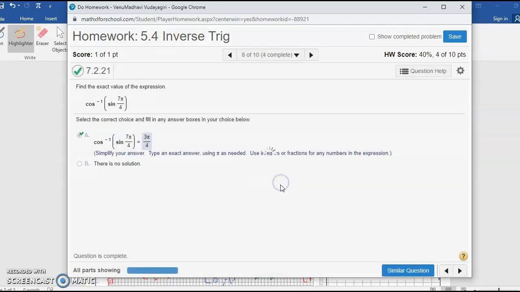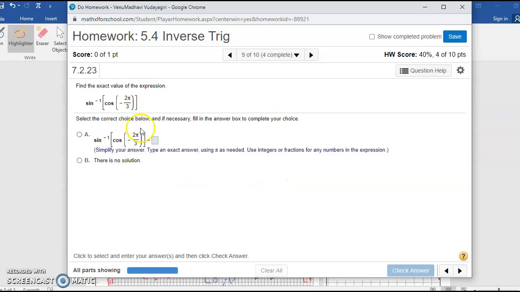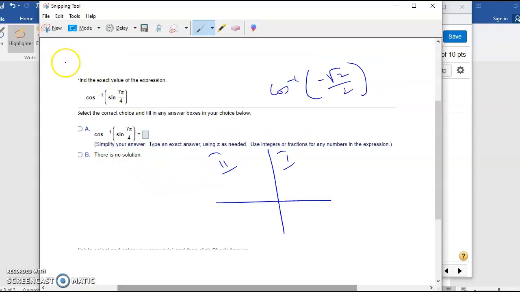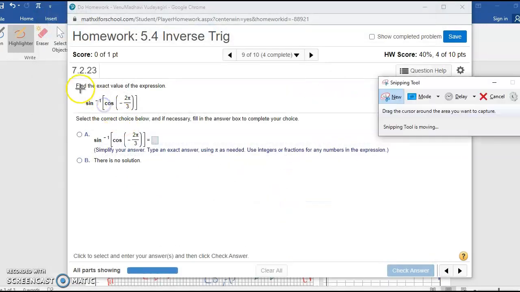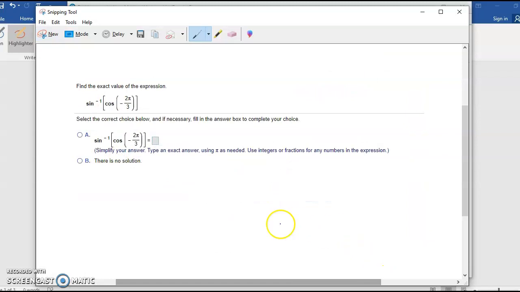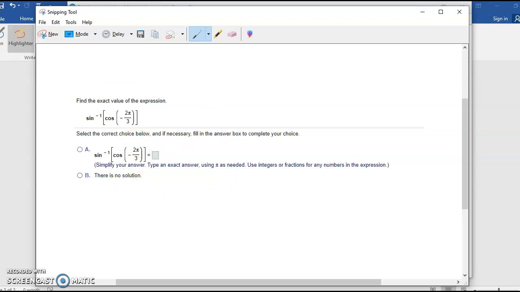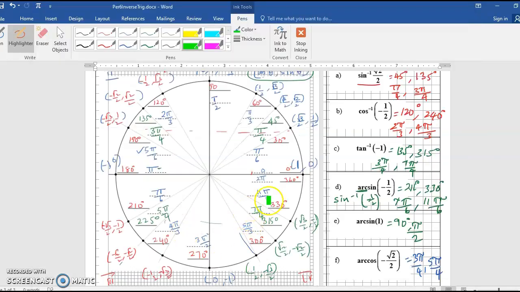That's it. Got it? So now let's look at this one. Let's snip it quickly. So here we have cosine of negative 2 pi over 3, he says. So cosine of negative 2 pi over 3, meaning you have to go in the clockwise direction and look for negative 2 pi over 3, first of all. So negative 2 pi over 3 from 0 this way.